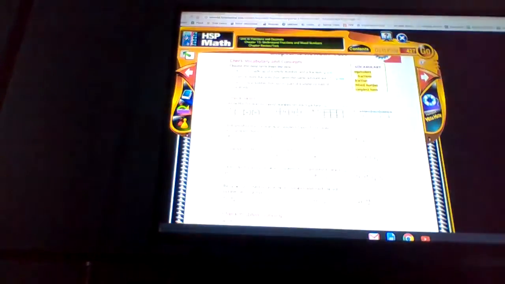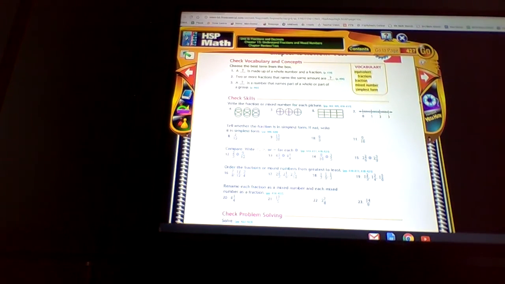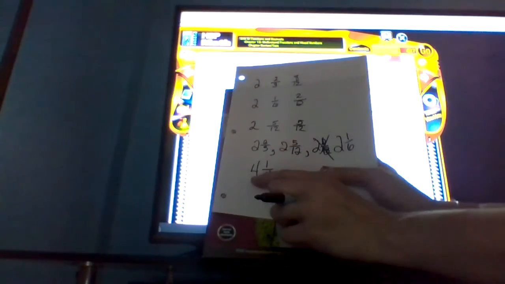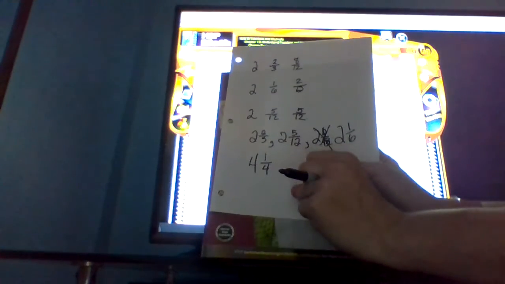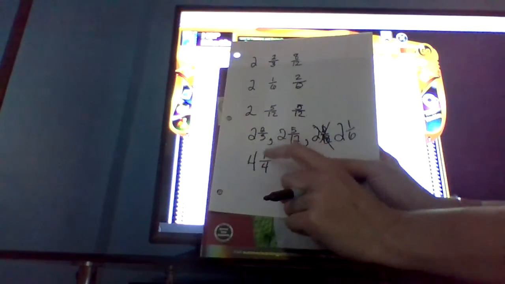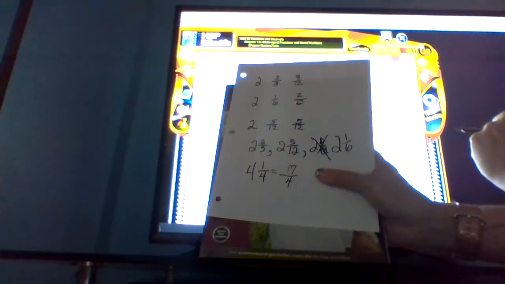Okay. The next one we've had a lot of practice with. Rename each fraction as a mixed number and each mixed number as a fraction. We have done this so much, so I'm going to do 20 and 21 with you. 4 1/4. Remember, we just kind of go in a circle because we have 4 whole times 4 pieces. So 4 times 4 is 16. 16 plus 1 is 17. So that turns into an improper fraction of 17/4.